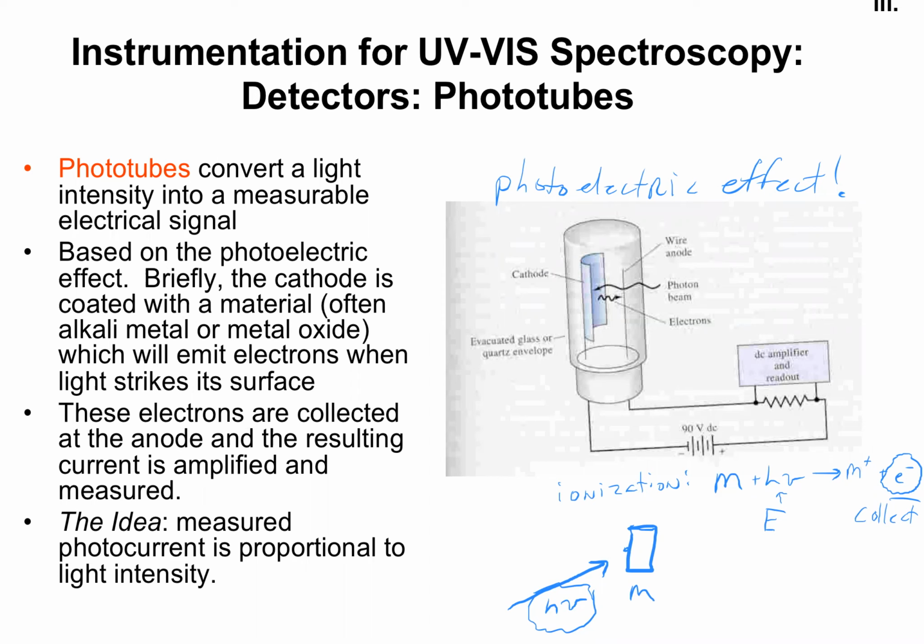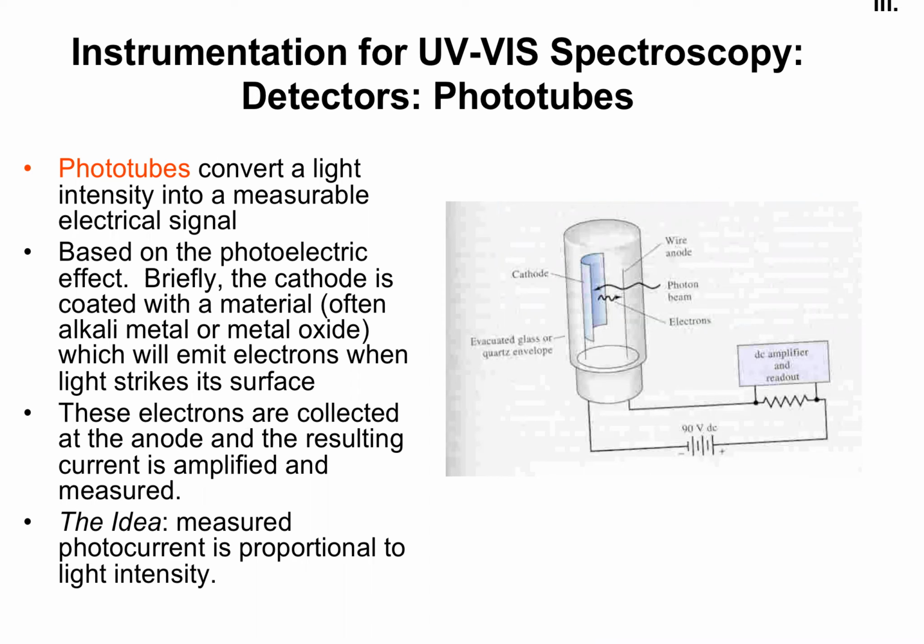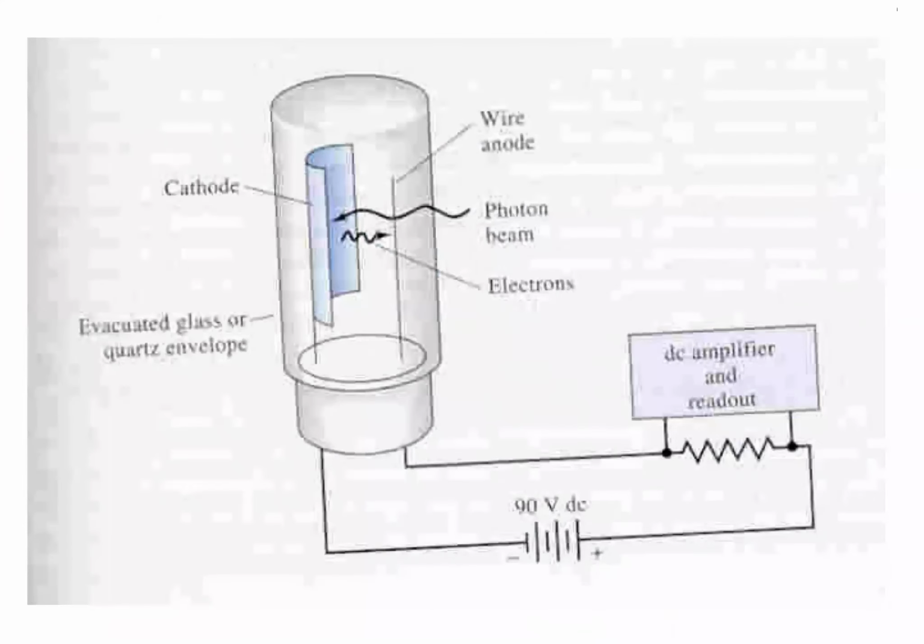Okay. So to make a detector, all we need to do is build an apparatus that looks like this. This is our phototube. Our beam of photons is incident upon this tube. It's a glass tube, basically, and inside there's a couple of electrodes, the cathode and the anode. The anode is simply a wire. This is where we're going to collect electrons eventually.